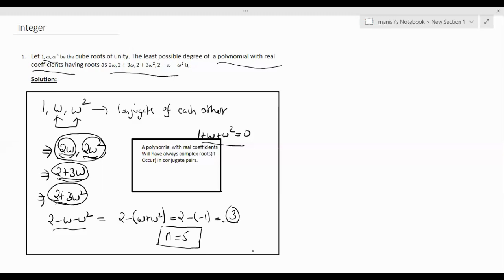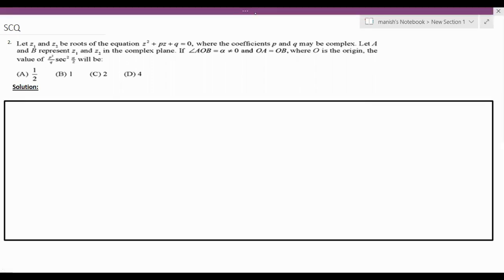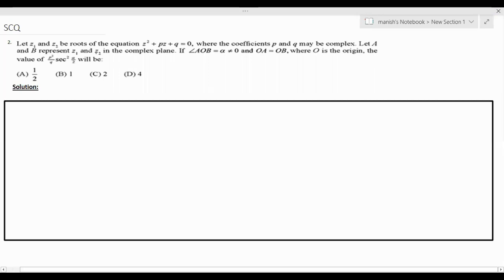Now let's move to another problem. Let's see, what do we have here? Now we have a single correct problem. I recommend again to pause it and try it, then come back for the solution. Okay, let's start with the solution. So what do we have? I hope you all have read the problem very well. I'm repeating it again very fast.